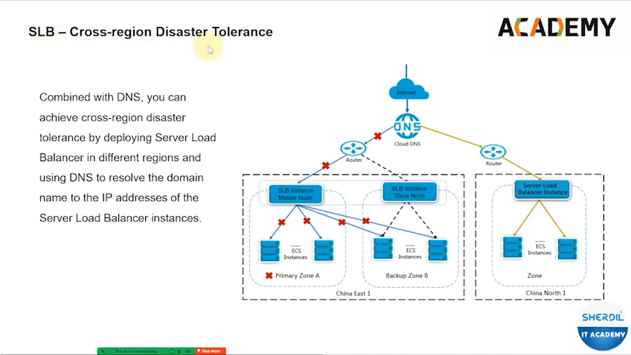Server load balancer cross region disaster tolerance. Now, as you know, the server load balancer doesn't support cross region disaster tolerance. So in that case, there is another solution that comes with the SLB called Cloud DNS. Combined with DNS, you can achieve cross-region disaster tolerance by deploying server load balancers in different regions and using DNS to resolve the domain name to the IP addresses of the server load balancer instances.